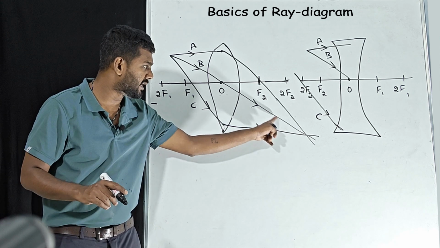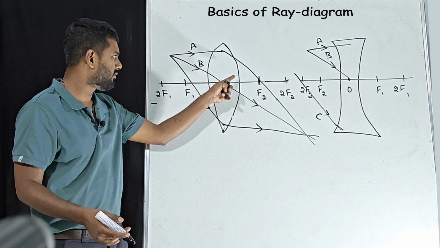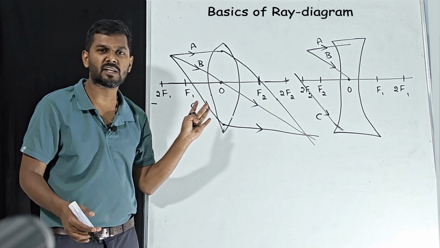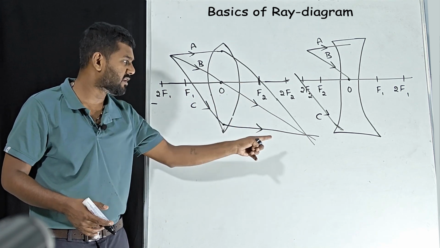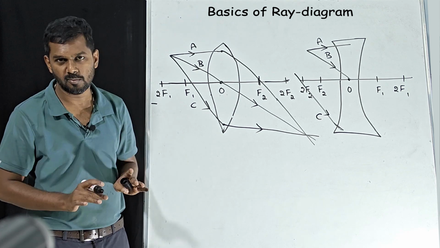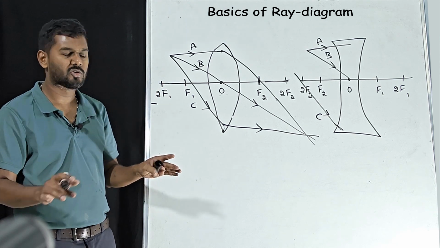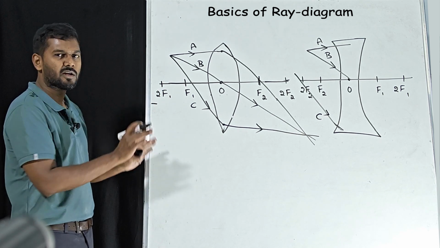Whenever you see an intersection of refracted rays after the refraction, if the refracted rays are intersecting, then we are going to get a real image. If there is no intersection, a virtual image will be formed, and I'll show you how to get the virtual images also. Don't worry about it. For now, these are the basics.